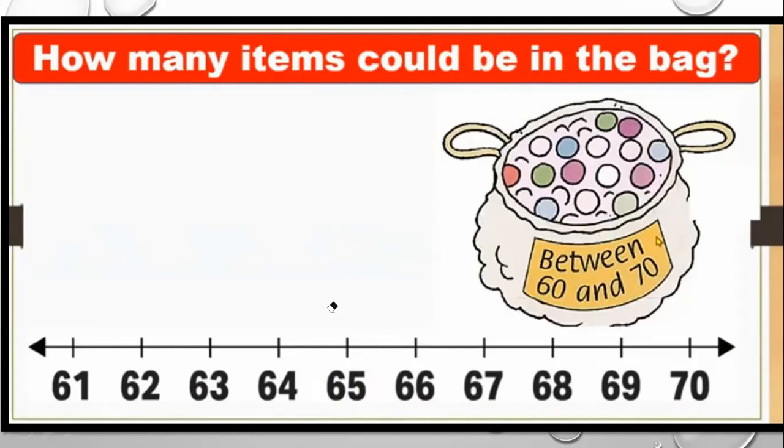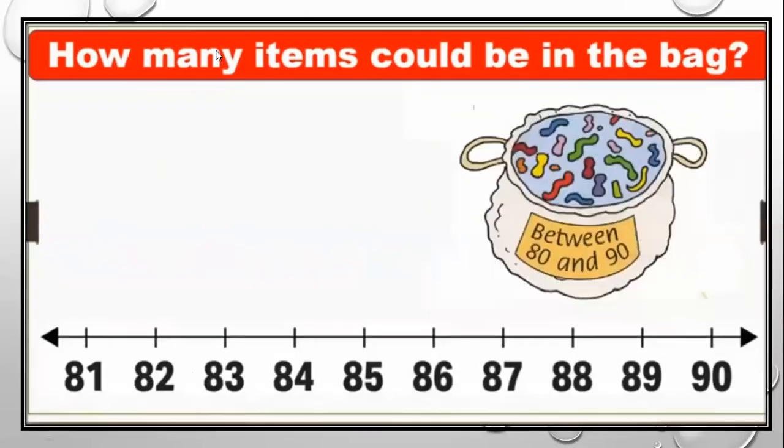You can choose any numbers because it is estimation. We don't know exactly how many are in the sack. They have just given us between 60 and 70. So it could be any number. I am choosing 65.